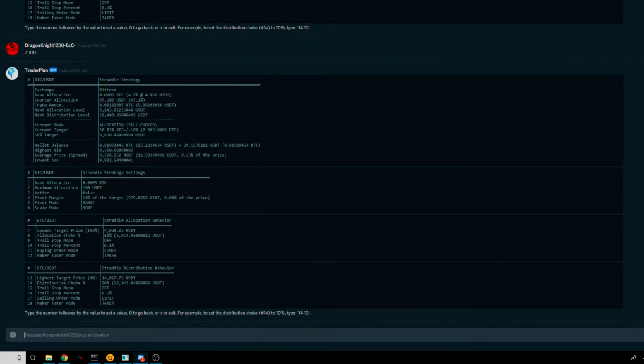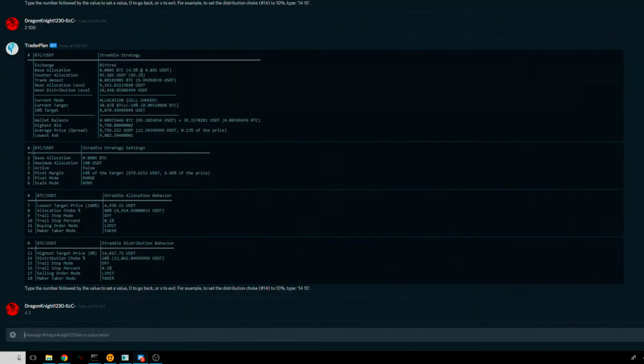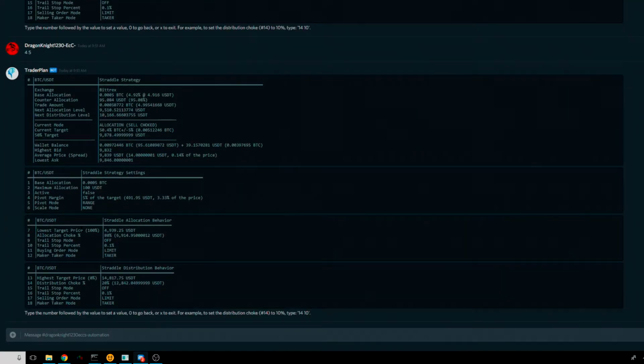Number 4 is pivot margin. This is how much you want the price to move before you start buying and selling. So if we wanted the price to move, say 5%, you just do 4 and number 5. It's now set to 5%. So if the price goes up 5% or down 5% from your current position in the market, it will buy or sell relative to that.